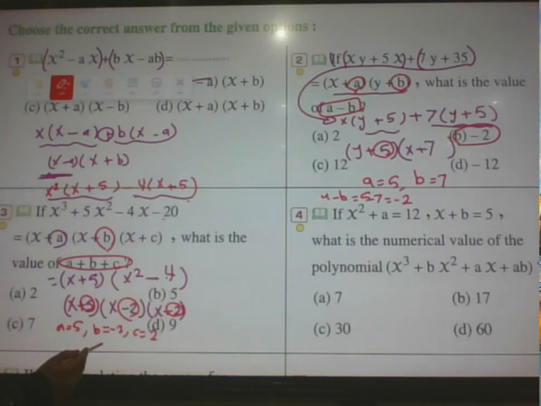5 plus negative 2 equals 3. 3 plus 2 is 5. His answer here will be 5, letter B. We can collect the answer.